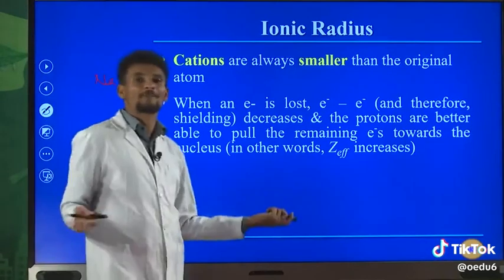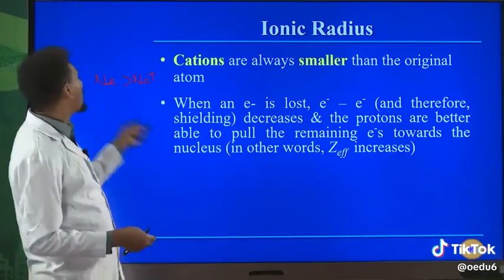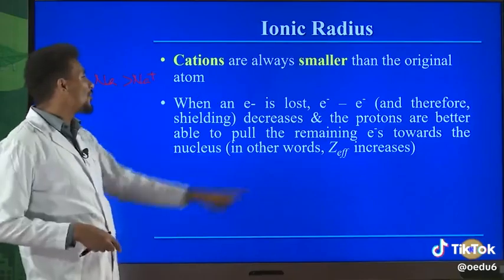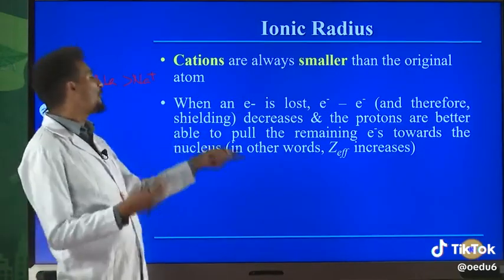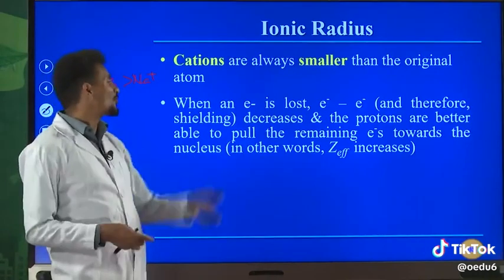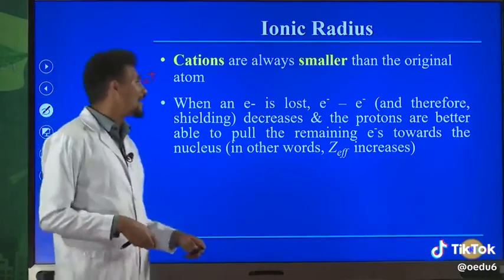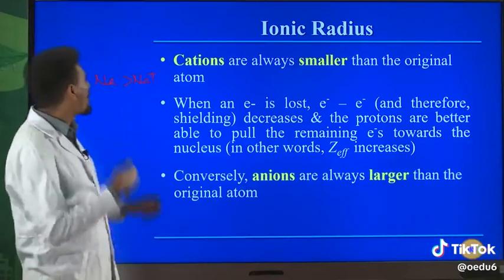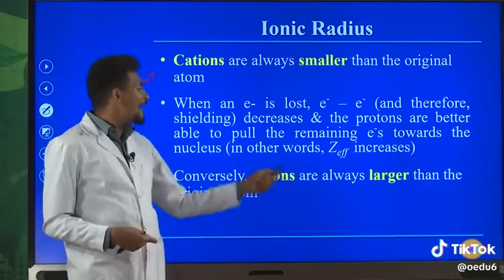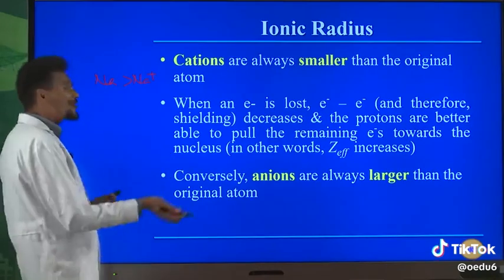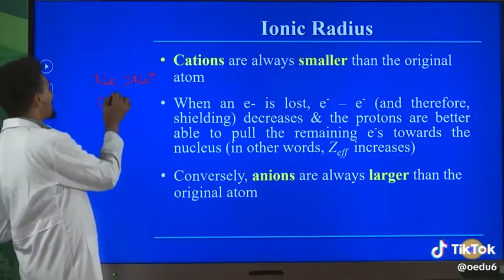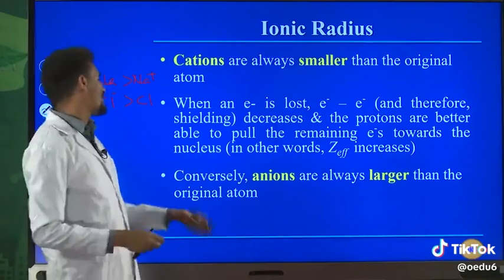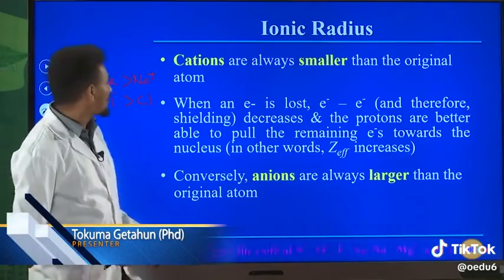Why? Because of Z effective. As Z effective increases, the atomic radius decreases. We already have seen about this one. When an electron is lost, electron-electron repulsion decreases, and therefore shielding effect also decreases. The protons are better able to pull the remaining electrons towards the nucleus and decrease the size of that ion when compared with the neutral atom. Conversely, anions are always larger than the original atom. For example, take Cl-. It has greater radius when compared with the neutral chlorine atom. Therefore, anions are always larger than the original atom.